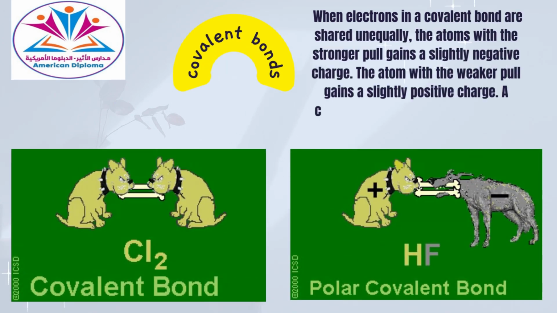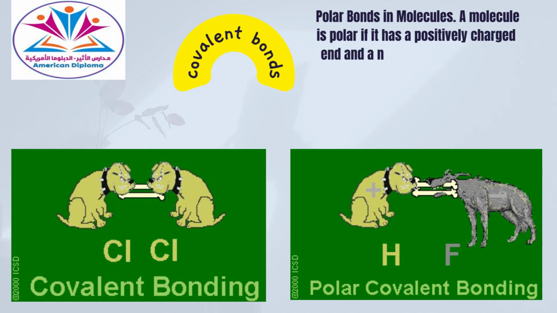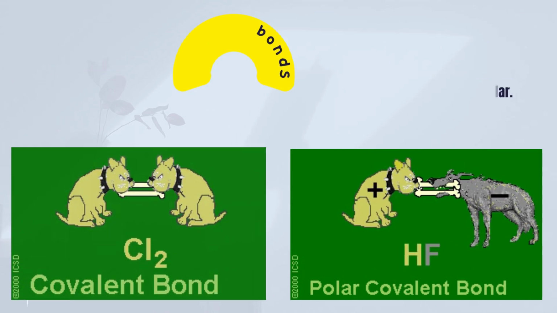Polar bonds in molecules: a molecule is polar if it has a positively charged end and a negatively charged end. For example, the bonds between the oxygen and carbon atoms are polar.